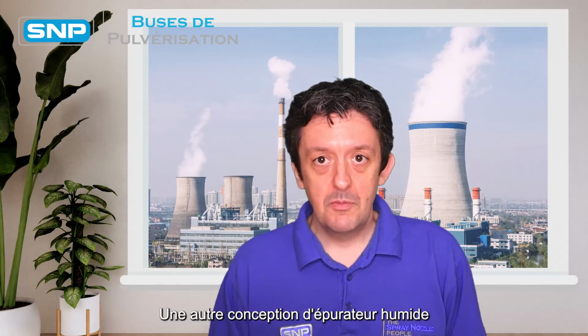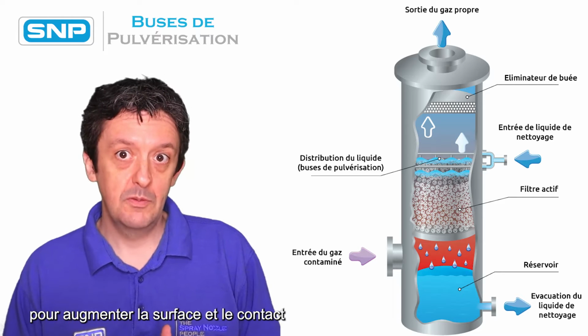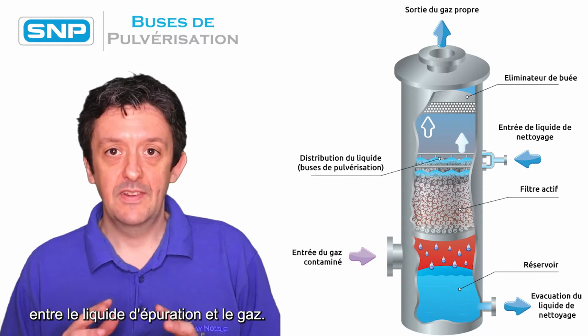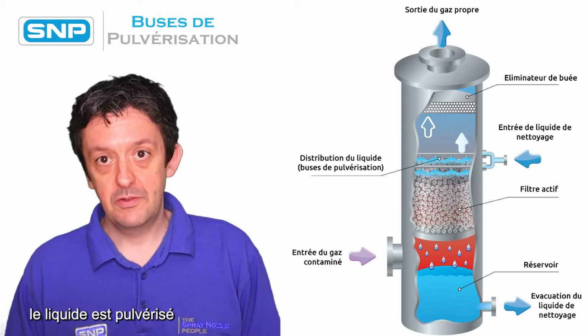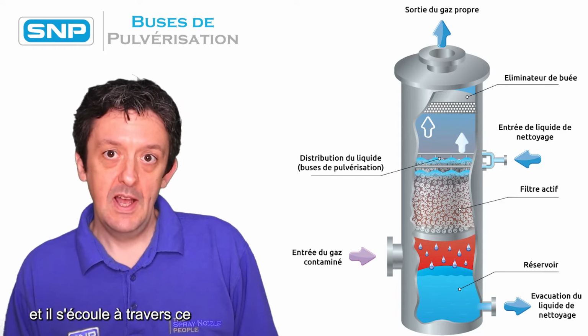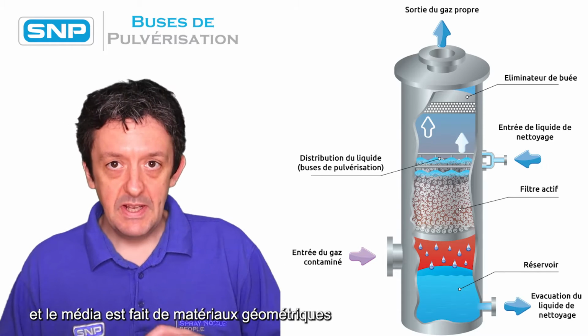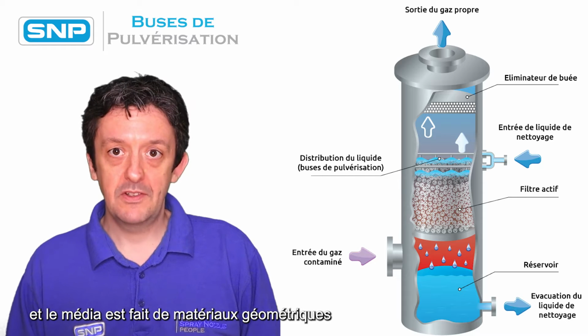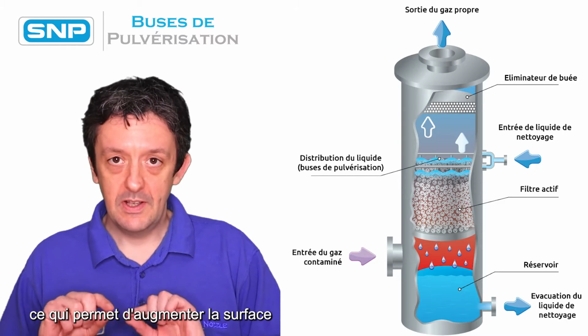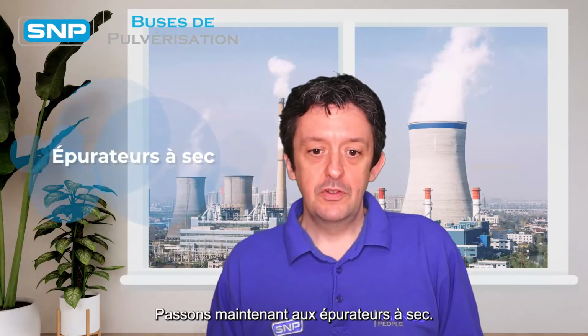Another design of wet scrubber in which our nozzles are deployed is a packed bed scrubber, and this uses a different principle to increase the surface area and contact between the scrubbing liquid and the gas. In this design of scrubber, the liquid is sprayed onto a packed bed media and it trickles through this, and at the same time the gas passes up through this media bed, and the media is made of geometrically complex shapes which serves to increase the surface area of the liquid as it trickles through, and thus increase the contact with the gas. So now moving on to dry scrubbers.